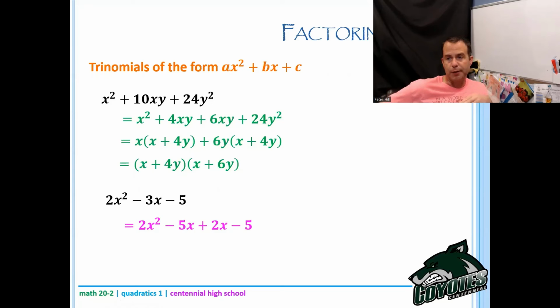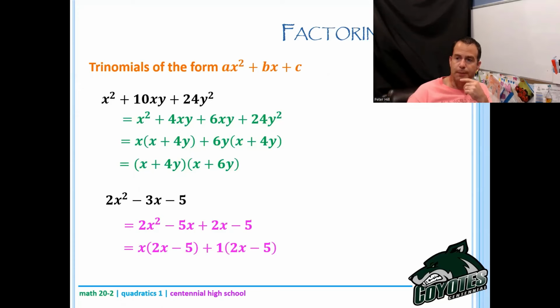Factor the front two, factor the back two. From the front two, I can take out just the x, and I'd be left with 2x minus 5. On the back two, there's nothing to take out, so I just take out a 1, and I'd be left with 2x minus 5. Super, I've got that 2x minus 5 common to both, so I'll pull out the 2x minus 5 and be left with x plus 1.